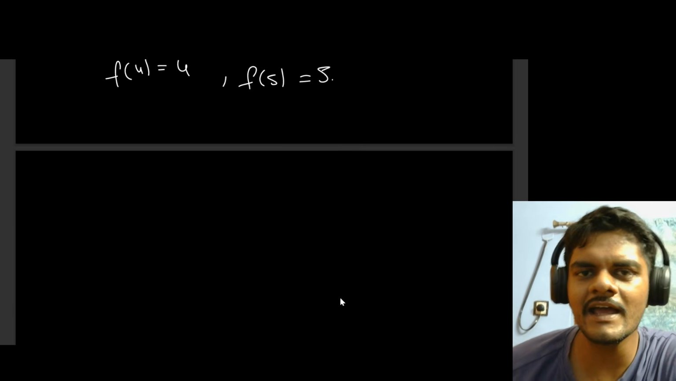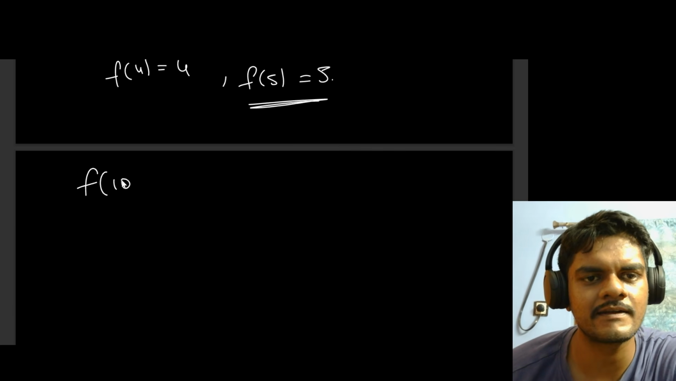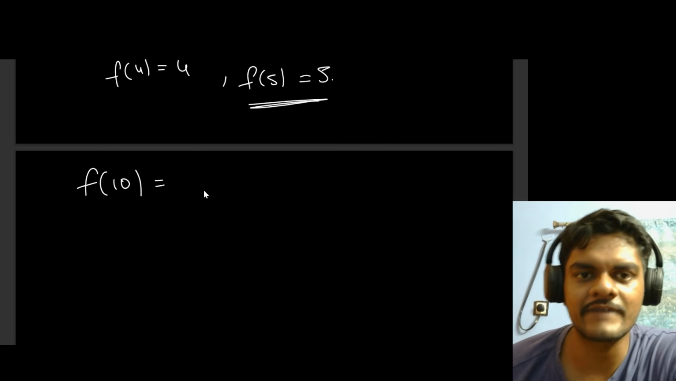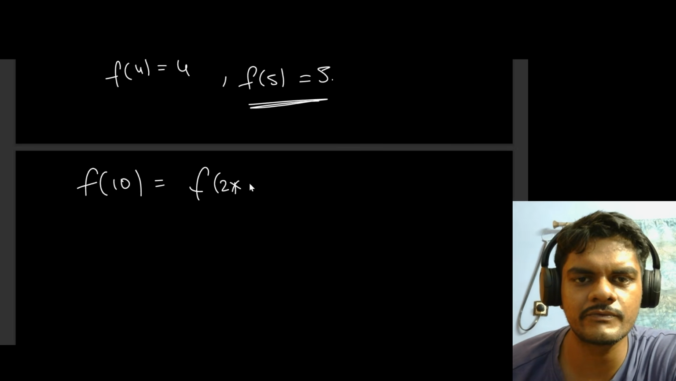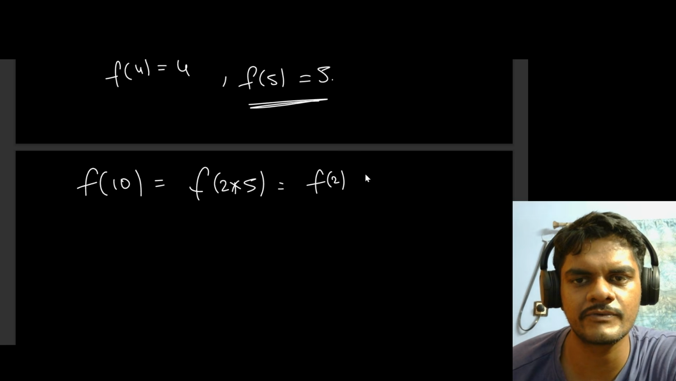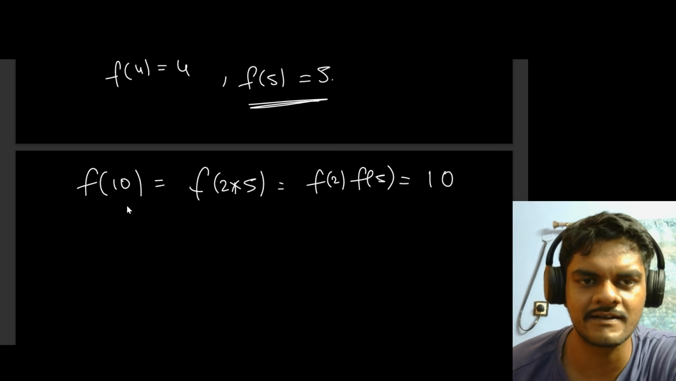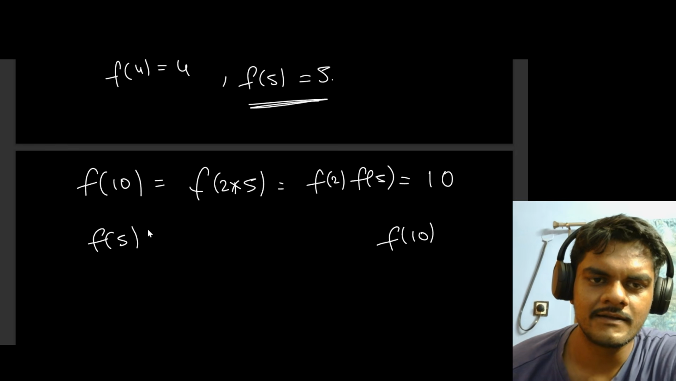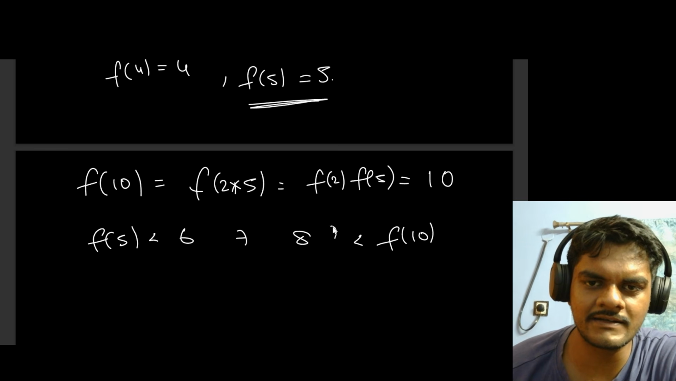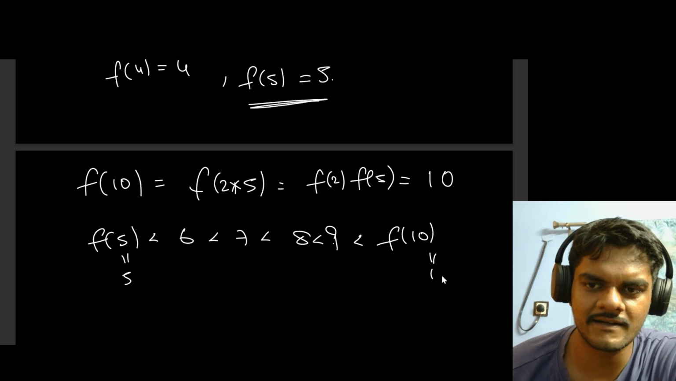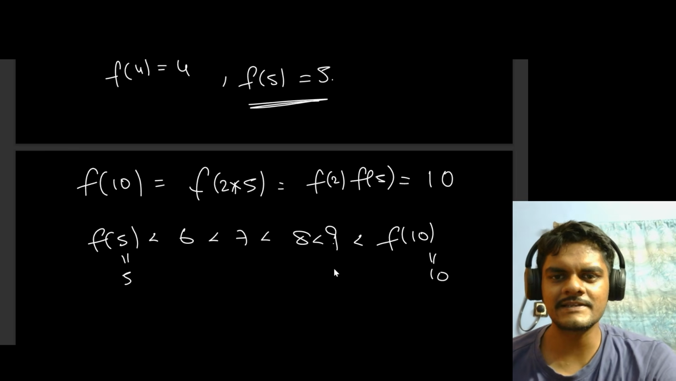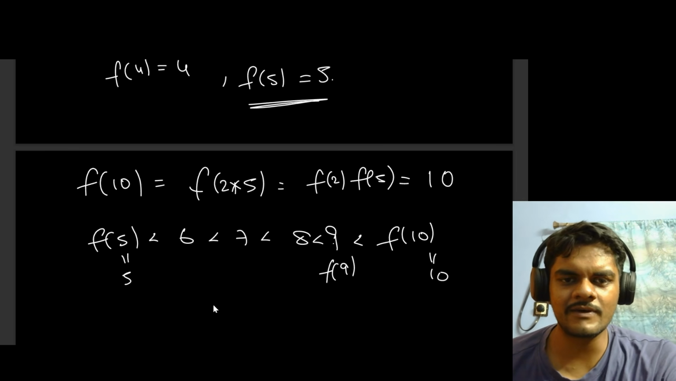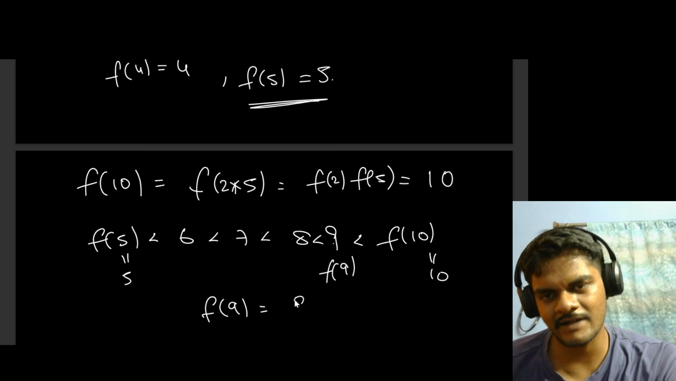Okay. The moment I have f of 5 equal to 5, what is f of 10? f of 2 into 5, so it is f of 2 into f of 5. So this has to be 10 again. So again, between f of 5 and f of 10 it has to take 6, 7, 8, 9. These have to be there. If this is 5, this is 10. So do you see the pattern? This means this has to be f of 9. So f of 9 is equal to 9.